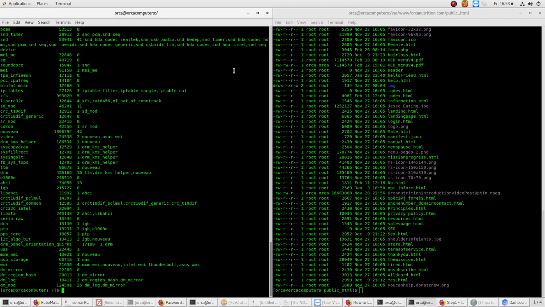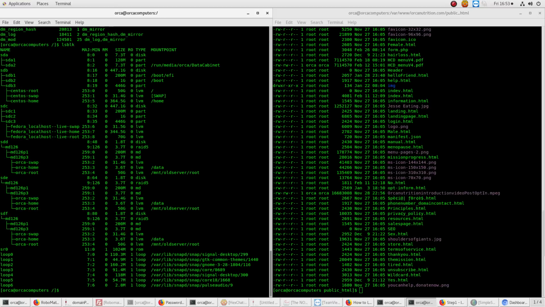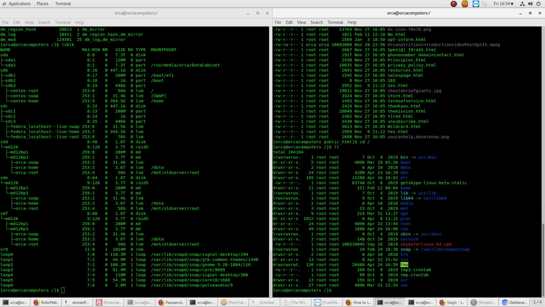So I thought it was lsmod. No, it's lsblk. Okay, there's a data cabinet. Bingo, we're making action. So that's where we need our backups to go. So that's the mount point. So then it is in run, I believe. Oh, I thought it would be in run. Oh, yeah, it is right there. Perfect.